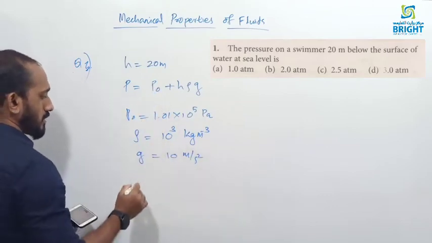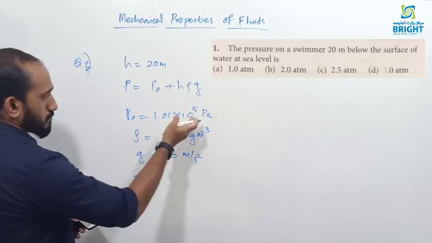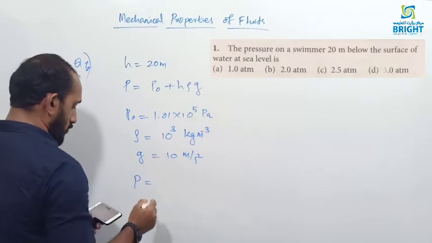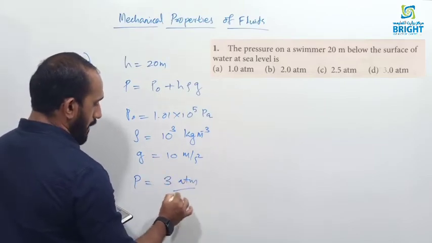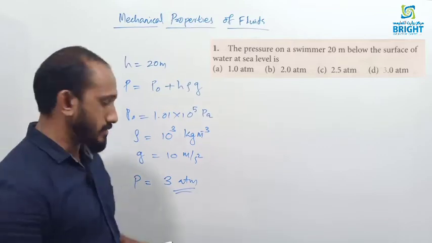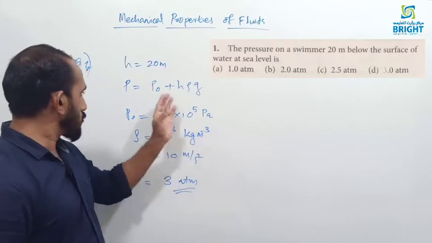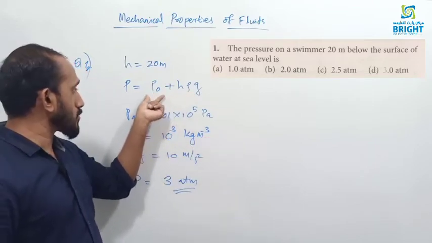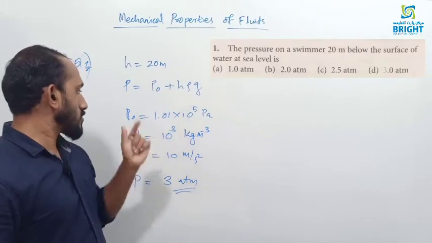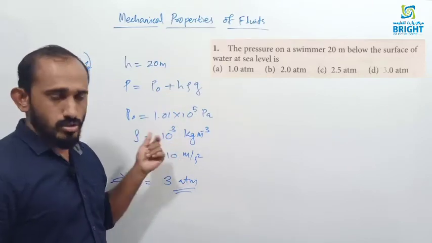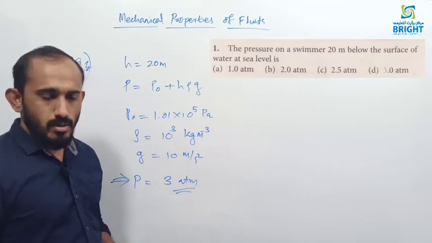So if you substitute here, you will get the total pressure P. If you just multiply and rearrange, you will get almost 3 atm. The answer is D, the option. You got it? It's a simple question. So how to use this equation? Here P0 is the atmospheric pressure, that's constant everywhere, rho is the density of water, 10 raised to 3, you can use it, and g is the gravity. I hope you got this concept.